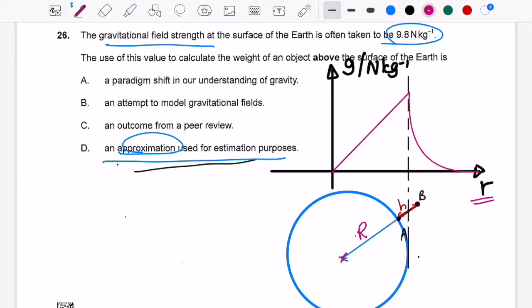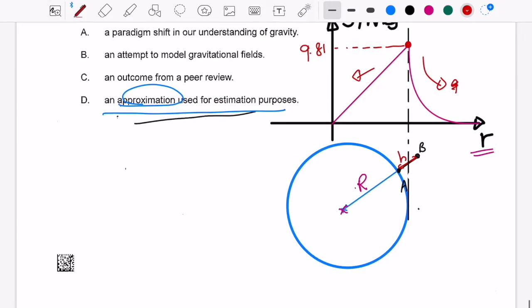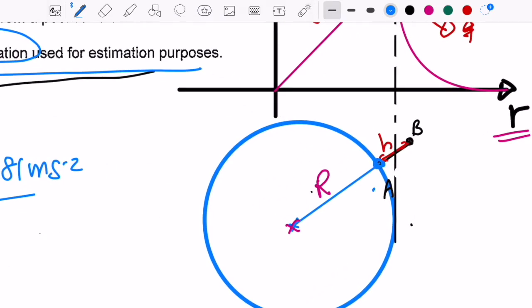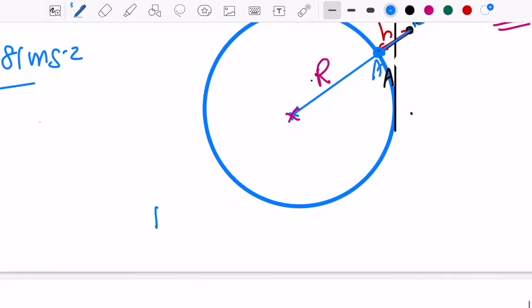It is inversely proportional to distance. So only here on the surface this is 9.81, inside less than 9.81, outside less than 9.81. So what this means is, we can use gravitational field strength g equals 9.81 m s to the minus 2 only on the surface, or maybe you go from point A to point B as long as R plus h is the same as R.